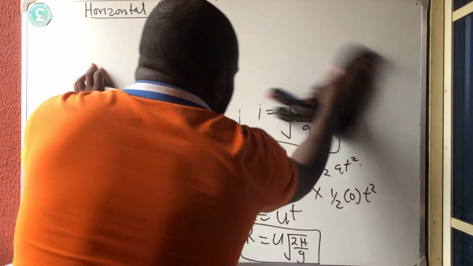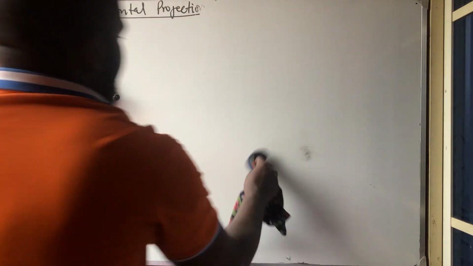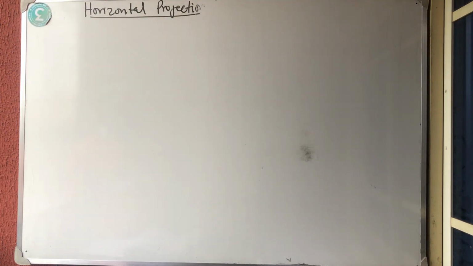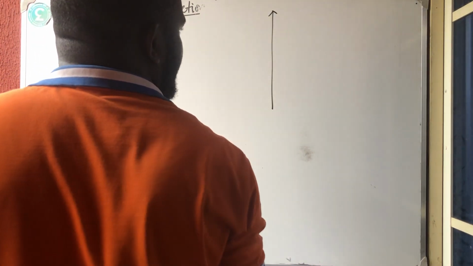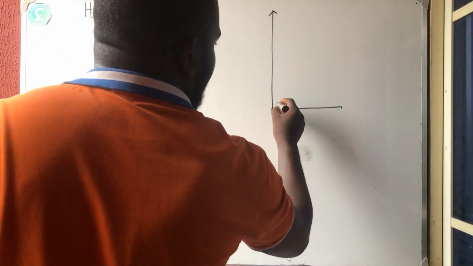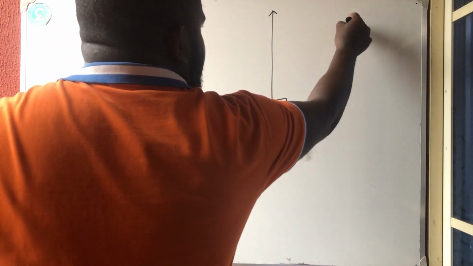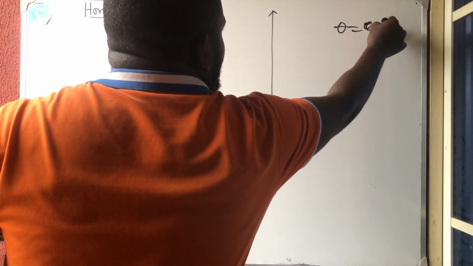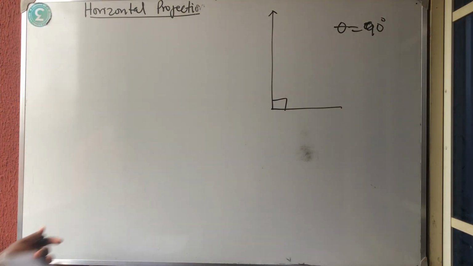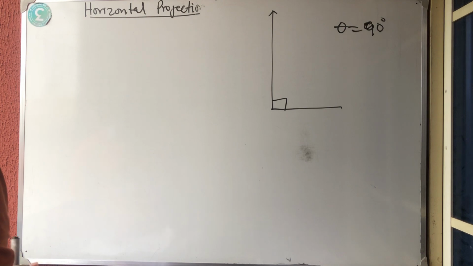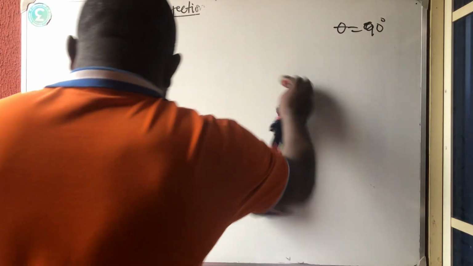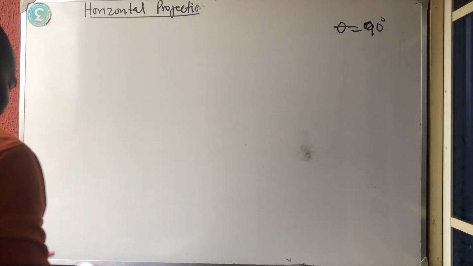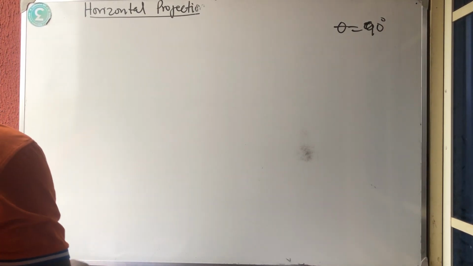But if the body is thrown vertically upward, it is not projected with an angle. If a body here is thrown vertically upward like this, it means that the angle with the horizontal is 90. So I'm going to say that theta is equal to 90, using the other formula we derived in the first video of projectile motion. You can look at that in the first video. So that is that. Let's solve some calculations so you understand what we are saying perfectly.